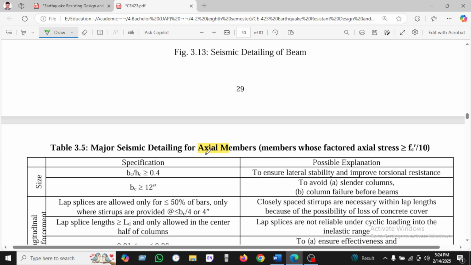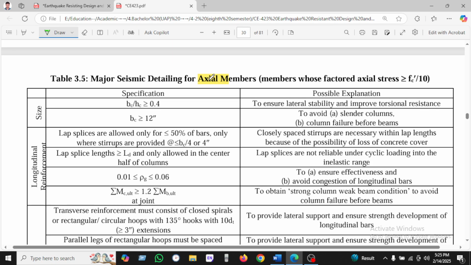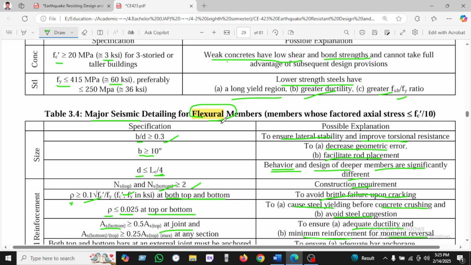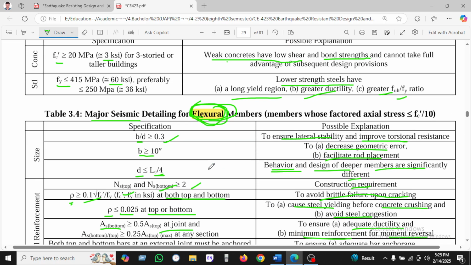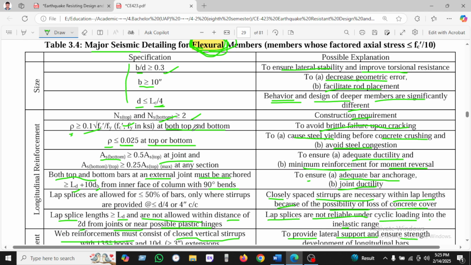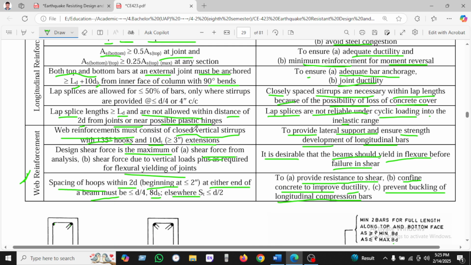So let's see another, which is the seismic detailing of axial member. This is the beam, so this is the flexural member or beam. We must keep in mind that this criteria must be fulfilled, otherwise it will be a disaster.